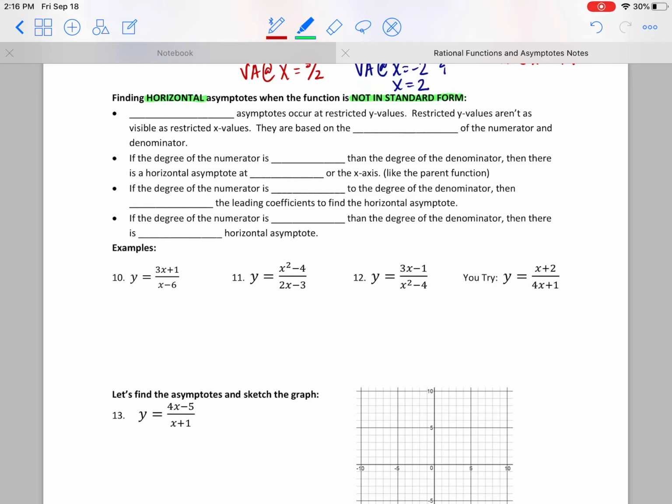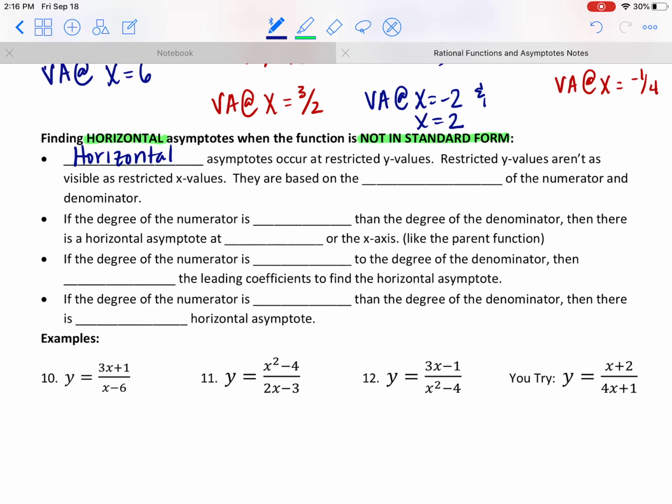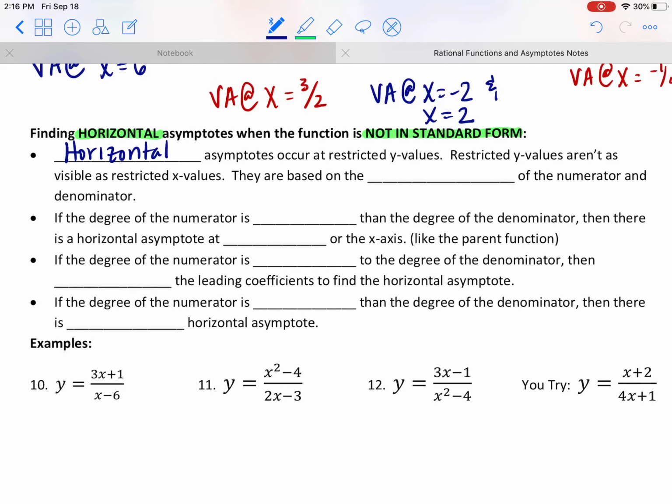And again, this is when it's not in standard form. Because when it's in standard form, I can see my graph shifting up 1, then I know my horizontal asymptote goes to +1. Or if I can see it shifting down 4, I know the horizontal asymptote goes to -4. But if it's not in one of those forms, what do we do? Well, the horizontal asymptotes, as we said in the beginning, happen because of restrictions for y, restricted y values. They just aren't as visible, as I mentioned, as the restricted x values.